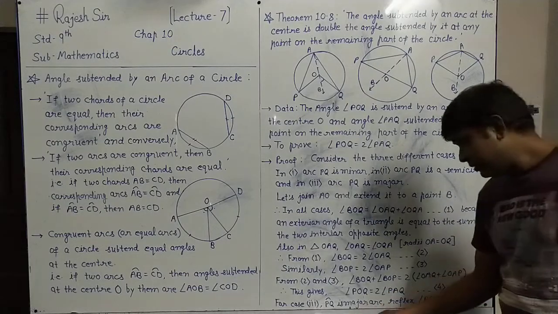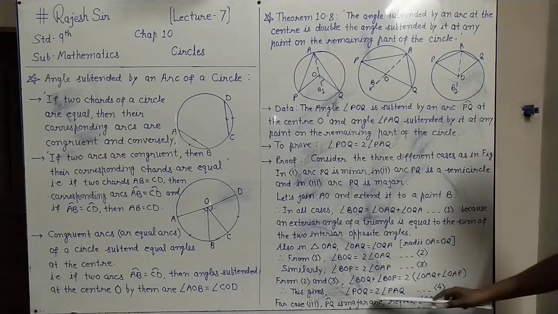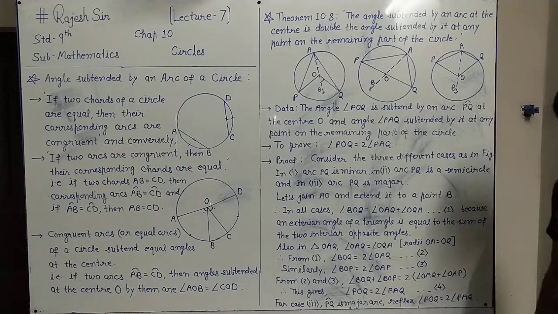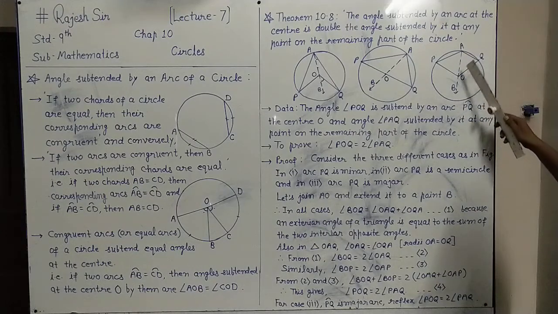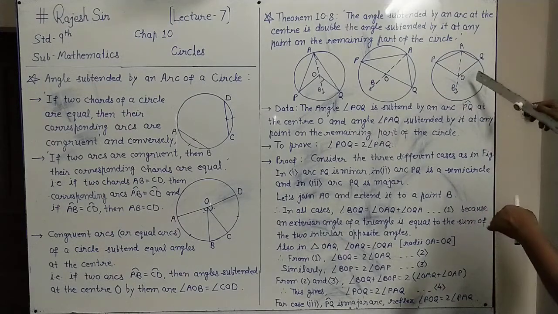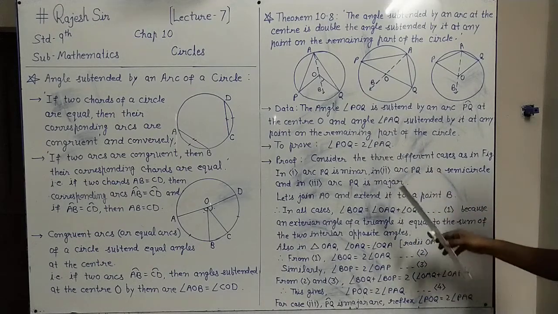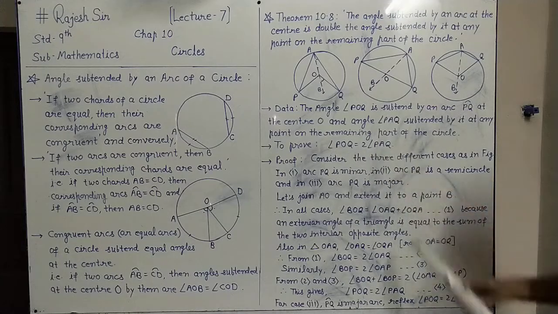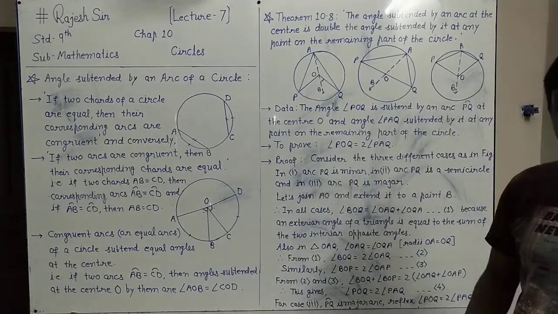In case 3, where PQ is the major arc, about this we have proved. So its reflex angle also we can show equal. Reflex angle POQ equals twice angle PAQ. For this part we have proved, so for this reflex angle part also the same result we can write. So in all three cases, we have the central angle equals 2 times angle PAQ. In all the three cases we can show it, and this way we can do the proof.